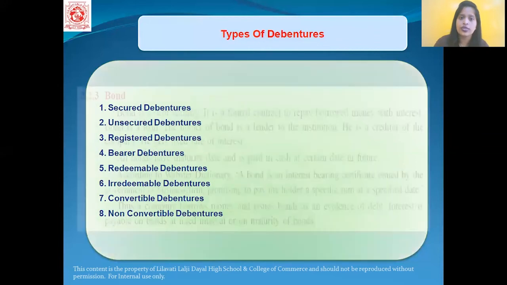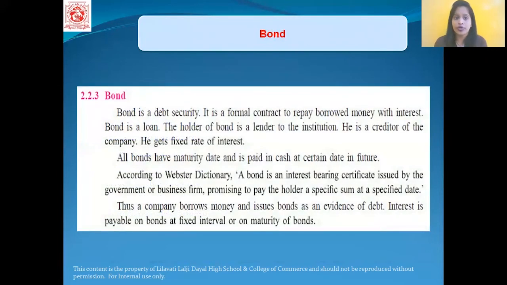Let us now move on to the next answer, and that is bond. Now, what is a bond? Bond, in simple words, students, is again a debt security. It is a contract to repay the borrowed money with interest. Basically, it is a loan, and the holder of the bond is the lender to the institution. So he becomes the creditor of the company, and he gets a fixed rate of interest. So bonds are a debt security. It is like a loan. They are the creditors of the company who get a fixed rate of interest.